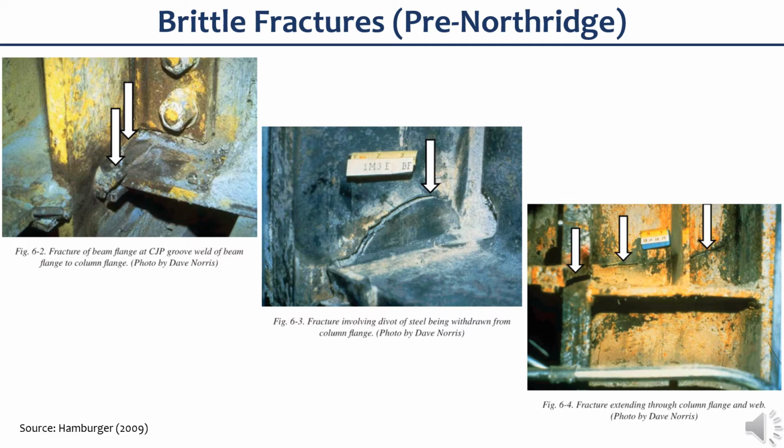The second picture shows the fracture involving a piece of steel that is being withdrawn from the column flange. And in the third picture, it shows the fracture extending through the column flange and the web. Note that these fractures are similar to the observed fractures in Japan after the Kobe earthquake in 1995.